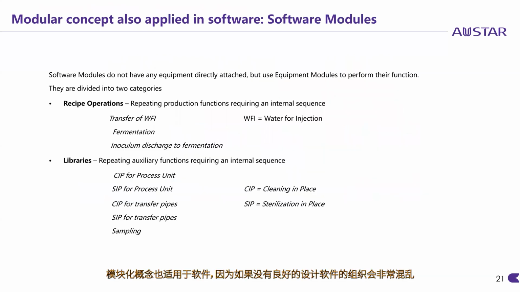We apply this also in software because to organize software, sometimes you can be quite chaotic if you don't organize and have a good design. So we organize our software into first recipe operations and then libraries. Recipe operations have to do with the actual production: transfer, fermentation, discharge. Libraries, on the other hand, are repeating processes for cleaning in place and sterilization in place or sampling, which are not actually producing, but are necessary to make production possible.